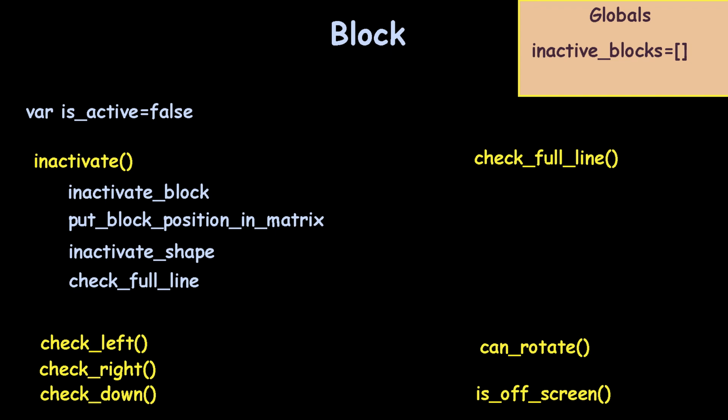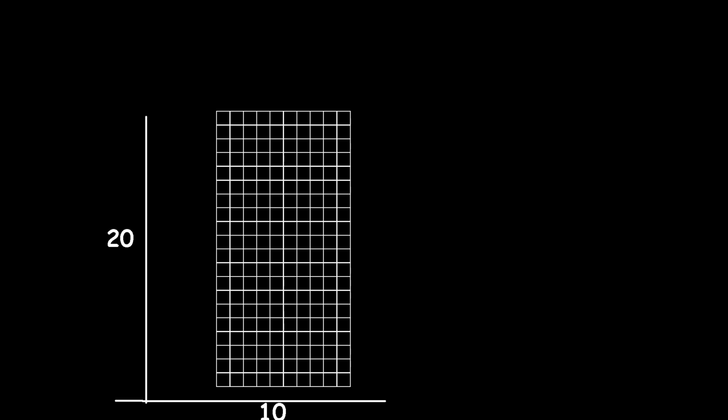Then, to finish, let's take a look again at our checkFullLine function. This function takes the Y position of the current inactivated block and checks if in the matrix of the inactive blocks is a number of blocks equal to the maximum number of blocks per line. So, if your game is 20 blocks high by 10 blocks width, we need to check if there are 10 blocks with a given Y to know that there is a full line in this position.